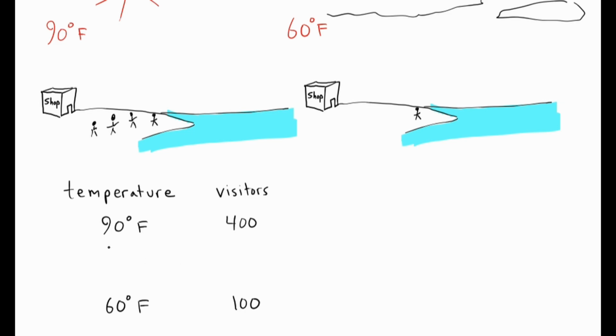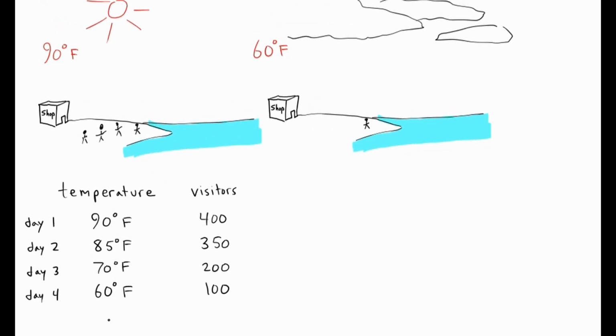Maybe you take some more data at other temperatures too, like on one particular day, it's 85 degrees, you count the visitors, and it's 350 visitors. But then on another day, it could be 70, and you only count 200 visitors. Each of these represents one day. So that's day 1, day 2, day 3, and day 4. Your sample size here is n equals 4. You have 4 data pairs.